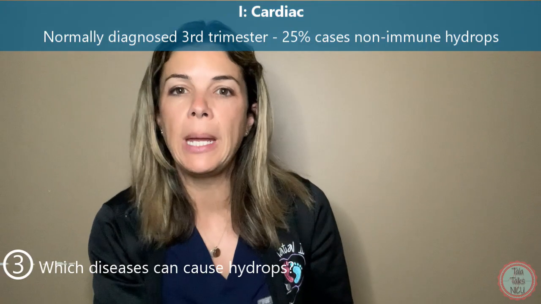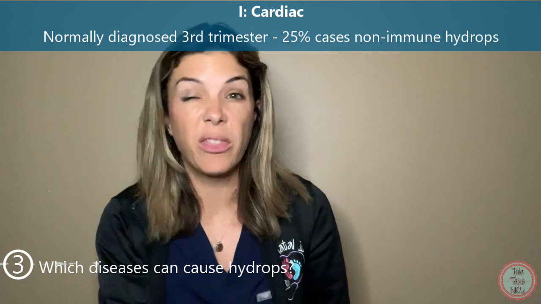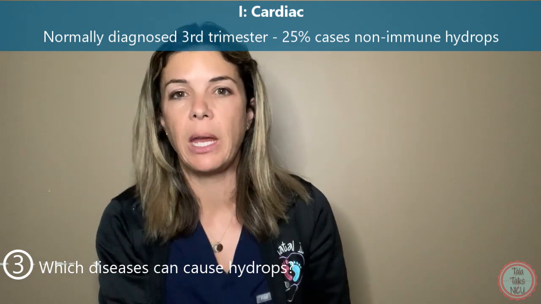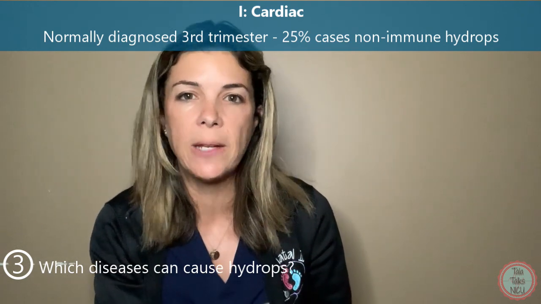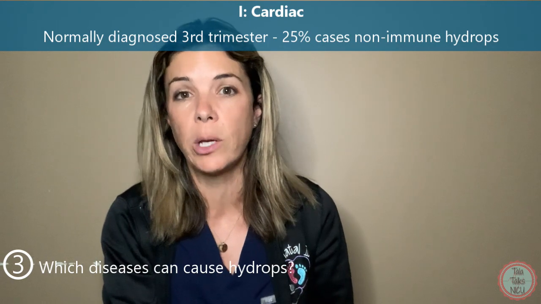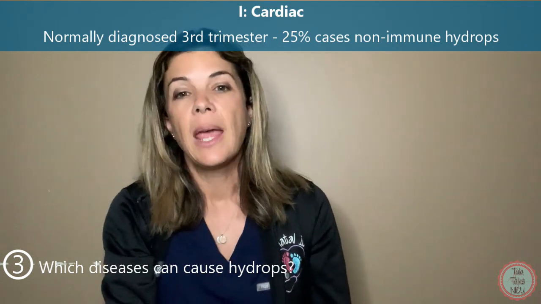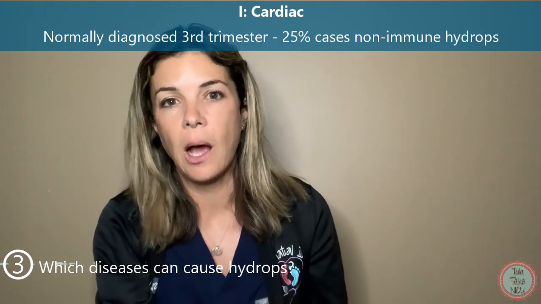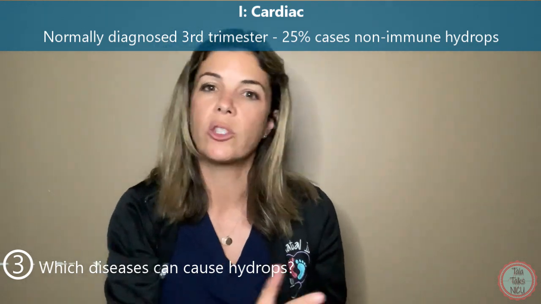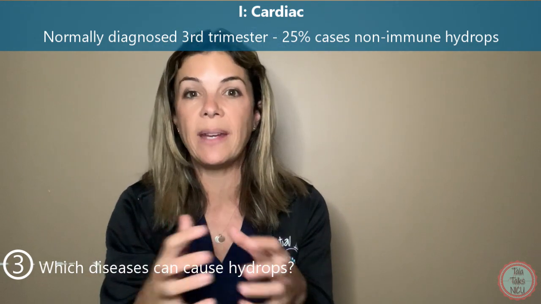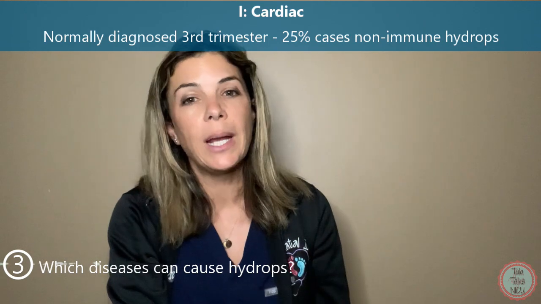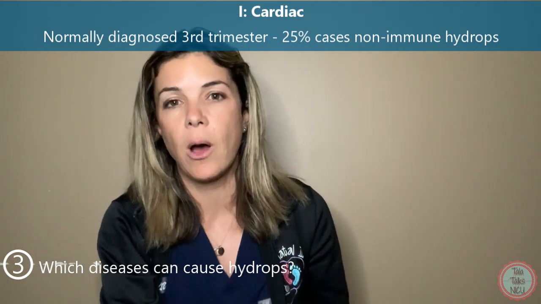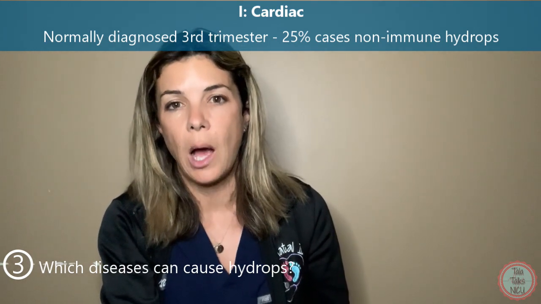These are normally diagnosed within the 3rd trimester of pregnancy, and they account for about 25% of cases of non-immune hydrops. And a cardiac anomaly can lead to hydrops if there's something wrong with the structure of the heart or with the way that it's actually functioning. And really, almost any anomaly of the heart could end up with hydrops.